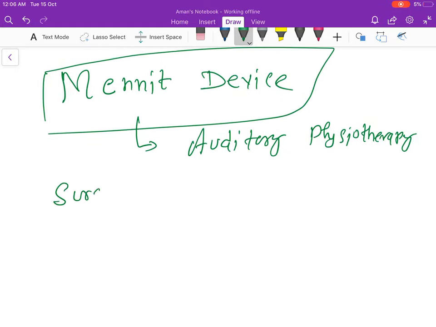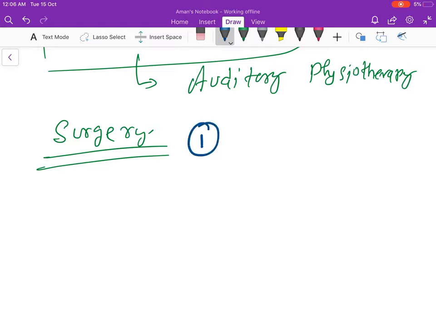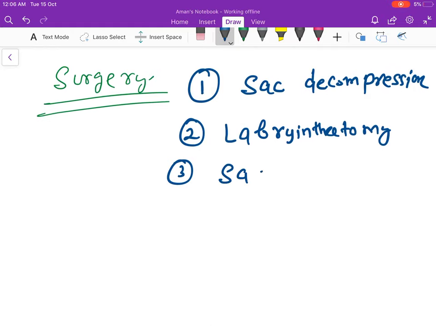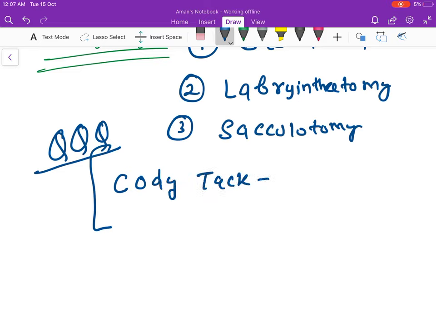The last thing we can do is surgical management. What are the possible surgeries in this condition? We can do 4 types of surgery. First is endolymphatic sac decompression. We can remove the labyrinth, that is labyrinthectomy. What else? We can do sacculotomy. Sacculotomy is a very important procedure. The important procedure we do here is named the Cody tack procedure.